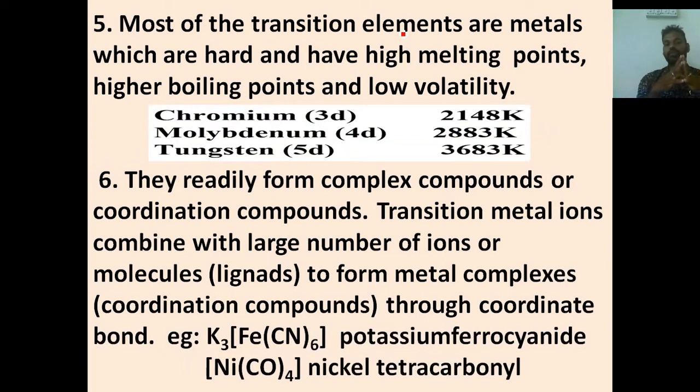Then most of the transition elements are metals. You know, most of them are metals, and they have high melting point, high boiling point. Why do they have high melting point and high boiling point? Because of their compact arrangement. They are metals, and this is one of the properties of metals. They have a compact arrangement, and because of this property they have a high boiling point and melting point. And volatility means volatile in nature. They can easily volatilize, but metals do not volatilize easily.